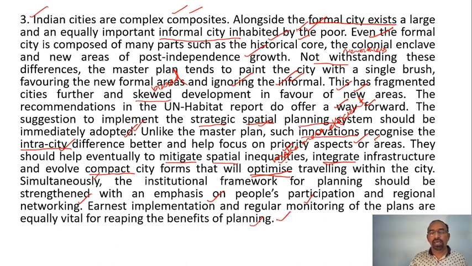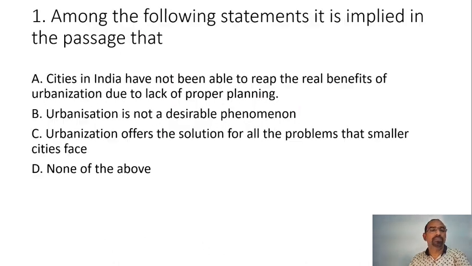This is the passage. Now let us move on to the questions. Among the following statements, which one is implied in the passage? You have to find out. Look at the options here. A. Cities in India have not been able to reap the real benefits of urbanization due to lack of proper planning. B. Urbanization is not a desirable phenomenon. C. Urbanization offers the solution for all the problems that smaller cities face.